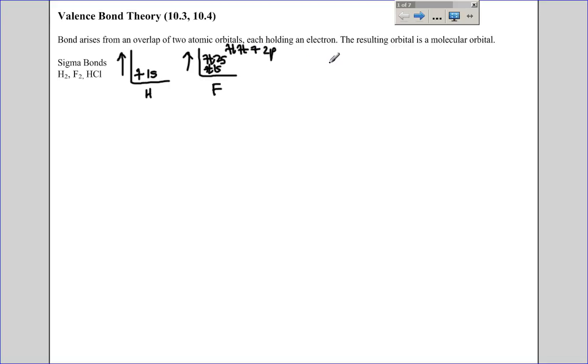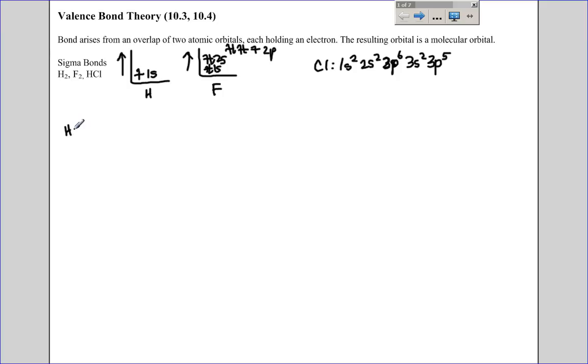For chlorine, we could draw an energy diagram. I'll just write the electron configuration here. It's got an electron configuration of 1s2, 2s2, 2p6, 3s2, 3p5. So let's just use this information to study the bonding in each of the examples given here.